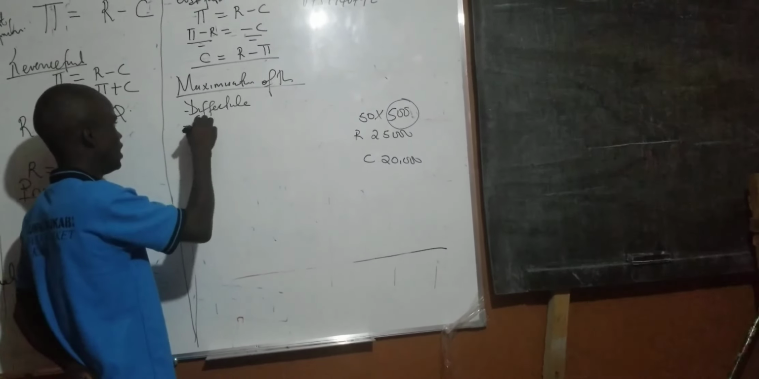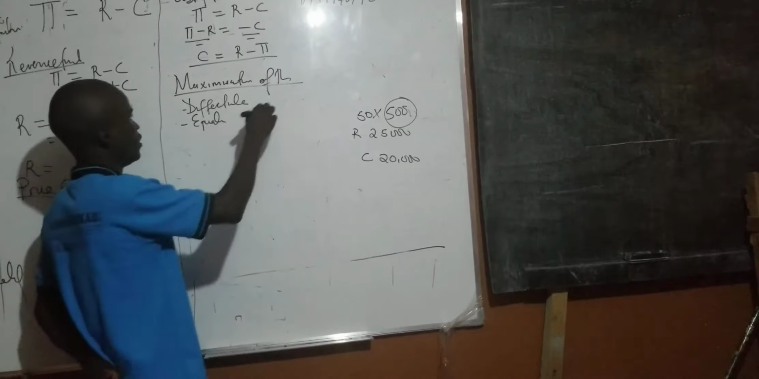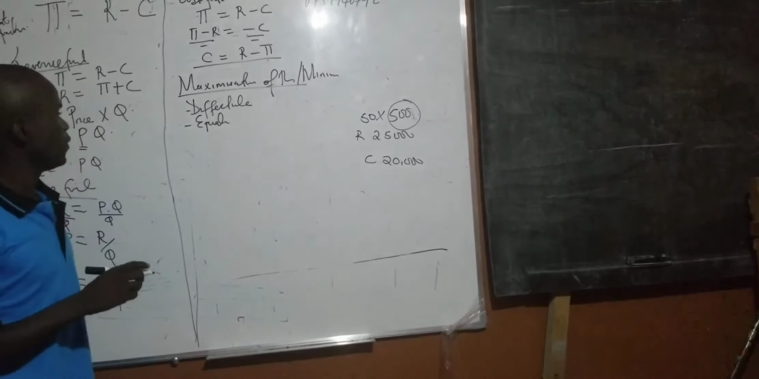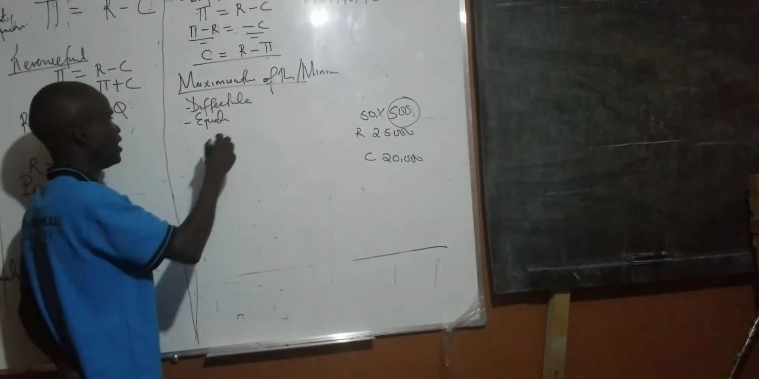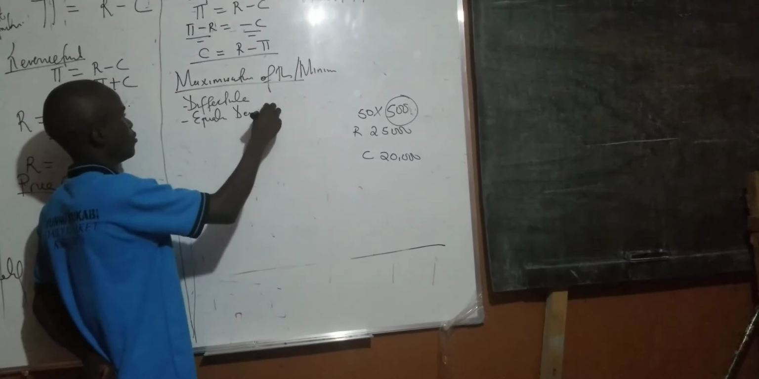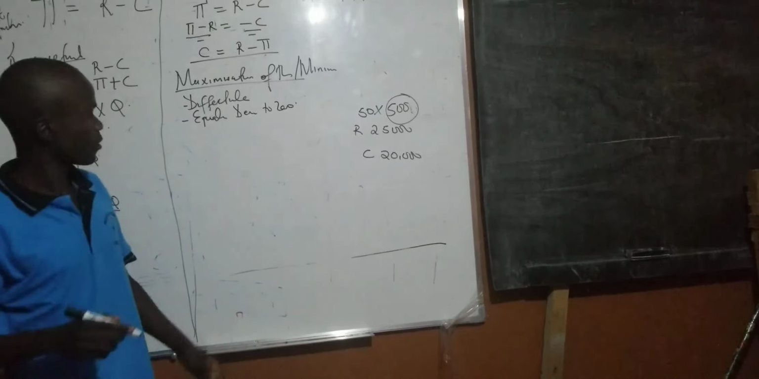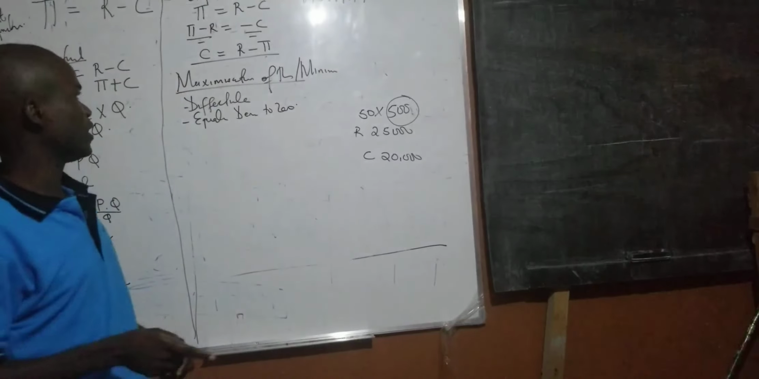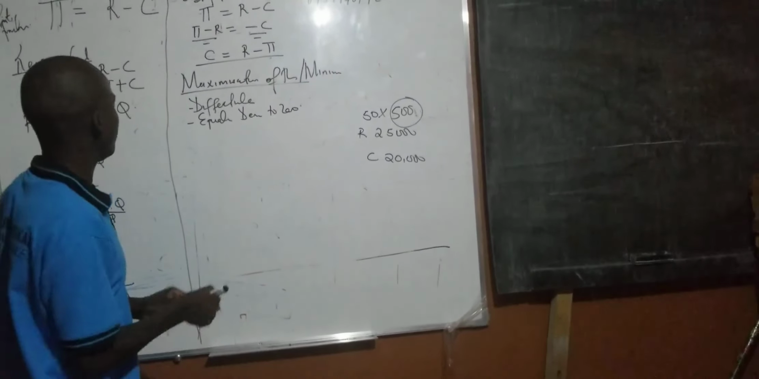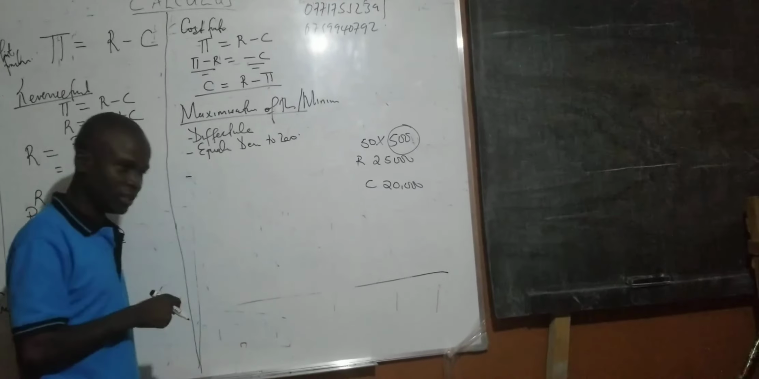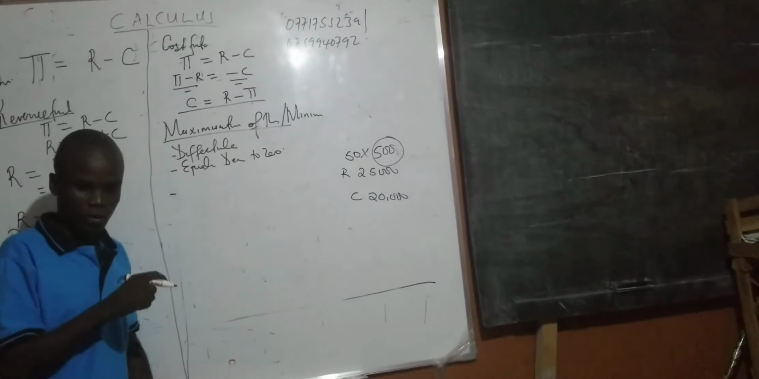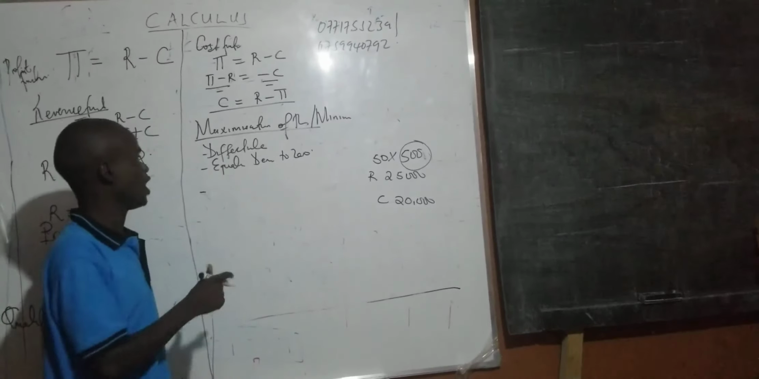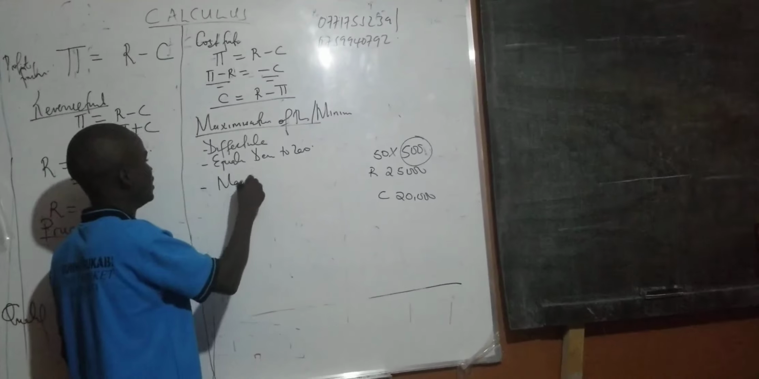Differentiate the function, then equate the derivative to 0. This is maximization or minimization. I'm repeating: to maximize the function, differentiate the function, and after differentiating, equate the derivative to 0. Then the answer you get, you check whether it is a maximum or a minimum.